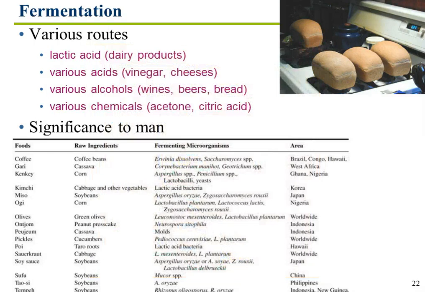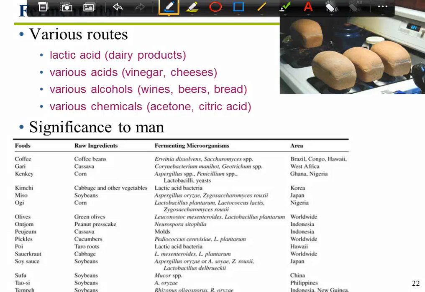Okay, so here's a look at, again, different routes like lactic acid, dairy products, different acids, vinegar, for example, acetic acid, cheeses, lactic acids, alcohols, not just ethanol and isopropyl alcohol, but methanol, and various chemicals that are used in processing plants and industry and things like that. And then there are a lot of foods that we're not familiar with from other countries that are fermentation products.